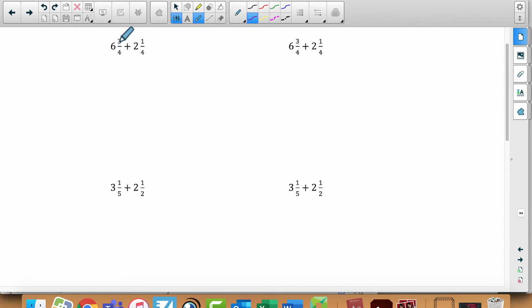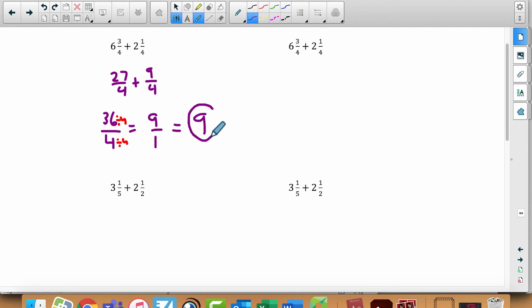All right, the first one. We want to make them improper on this column. So 6 times 4 is 24, plus 3 is 27 over 4, plus 2 times 4 is 8, plus 1 is 9 over 4. Oh, hallelujah. We already have common denominators, so that'll stay the same. And we add 27 and 9, and we get 36. Oh, we can put that in lowest terms. What can you divide them both by? You could divide them both by 4. You end up with 36 divided by 4 is 9. 4 divided by 4 is 1. Wait a minute. 9 over 1, that's just the same as 9. That is the answer in this case.